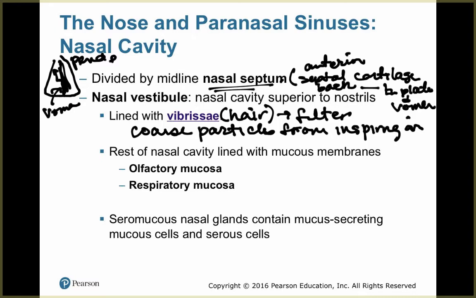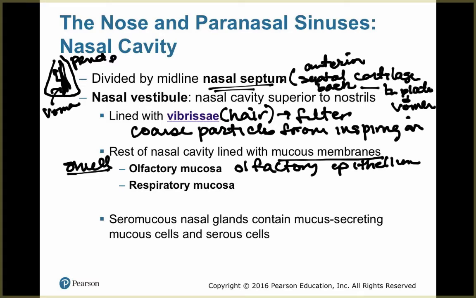Now, the rest of the nasal cavity is lined with a mucous membrane, and it's divided into two parts. You have the olfactory mucosa, and this lines the superior region of the nasal cavity, and it has olfactory epithelium. So what is this going to help aid in? You'll be right. It is smell, right?